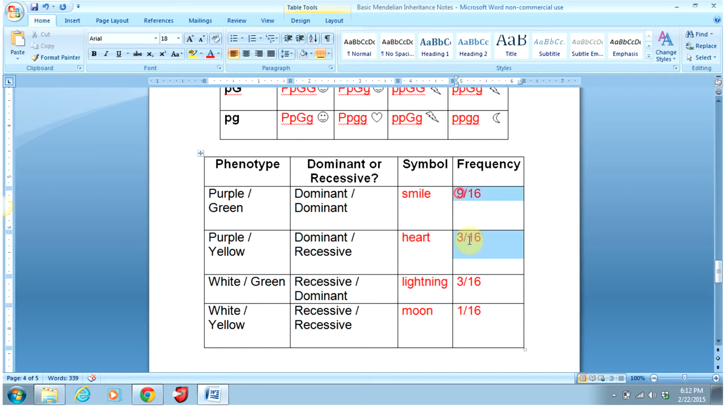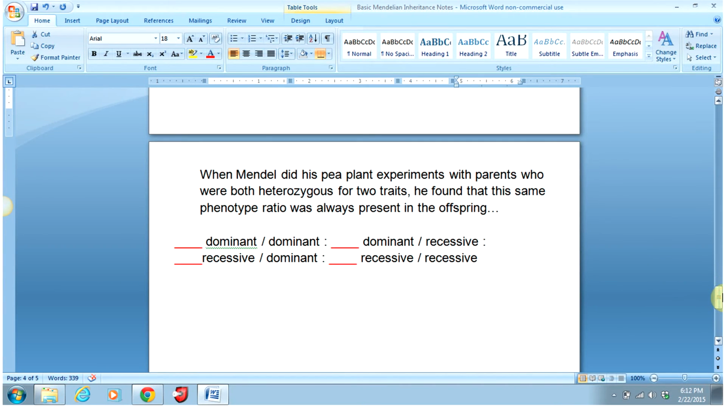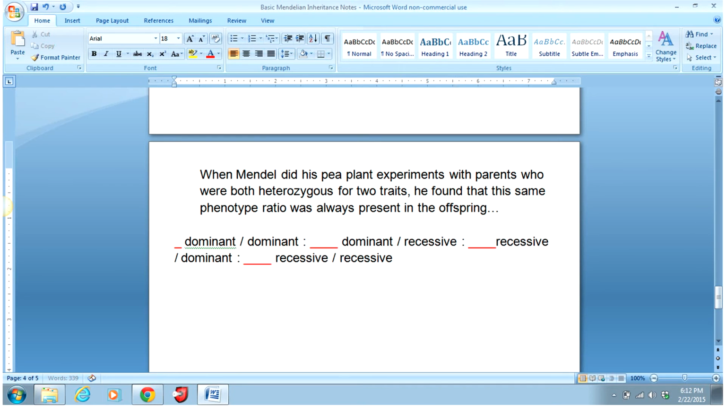Now this ratio might seem a little random to you, but actually when Mendel did all of his experiments with pea plants, he found that whenever he used 2 parents that were both heterozygous for 2 traits, he ended up with this same ratio. He ended up with 9 pea plants showing both dominant traits, 3 pea plants showing the first trait dominant, the second trait recessive, 3 pea plants showing the first trait recessive and the second trait dominant, and only 1 that showed both recessive traits.